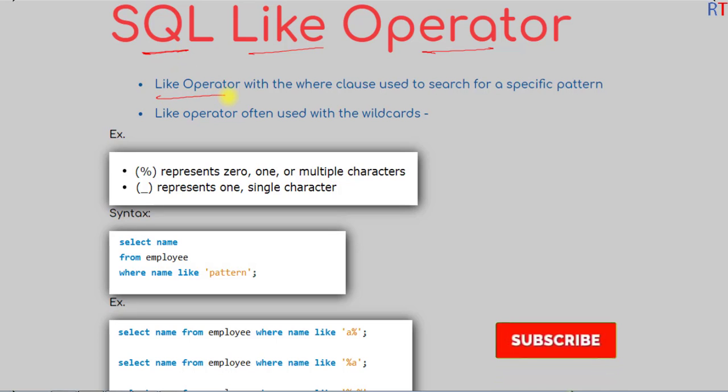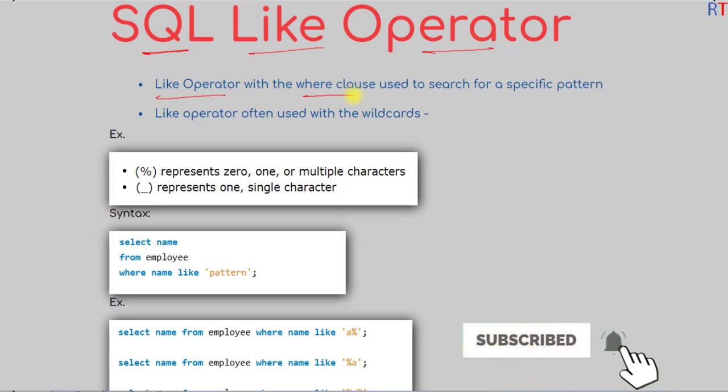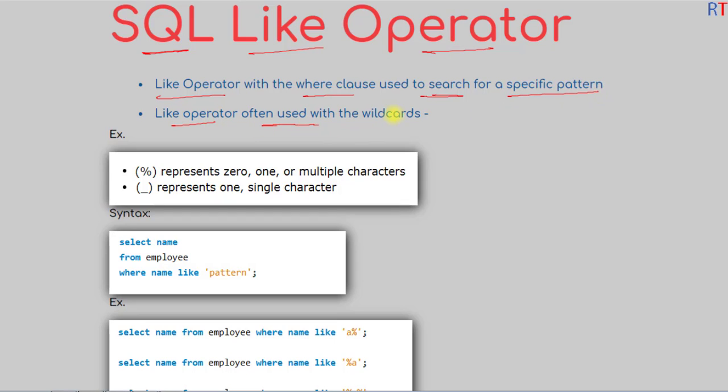The LIKE operator is used with the WHERE clause to search for a specific pattern, and the LIKE operator is often used with wildcards. For example, we can use the %, which represents zero, one or multiple characters, and we can also use the underscore, which represents one single character.